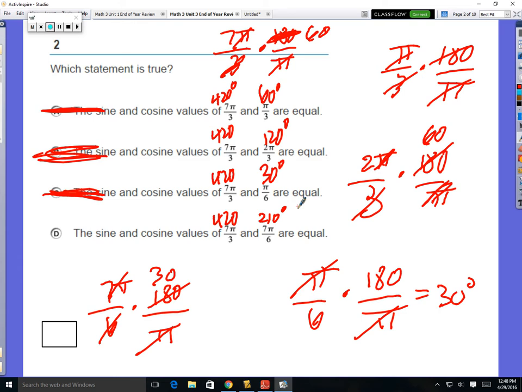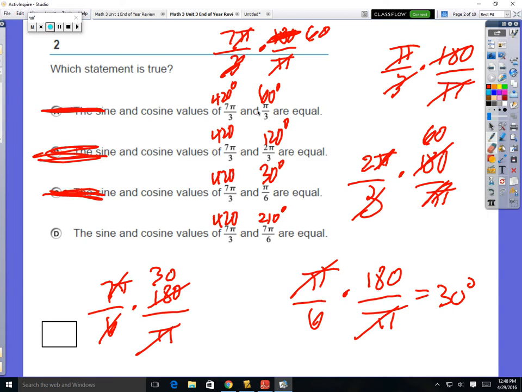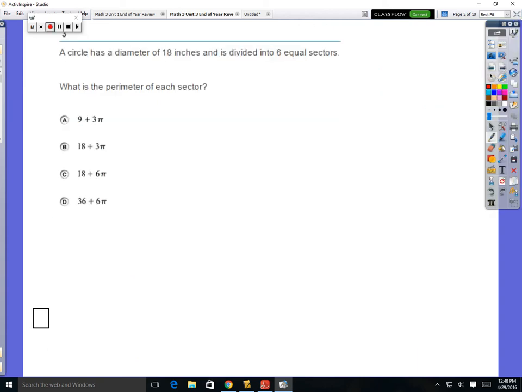So I have to go back through the top. Now I changed it to degrees. If I punch in sine of 420, I get 0.866. If I punch in sine of 60, I get 0.866. So those two are the same. Now I try cosine. Cosine of 420 is 0.5, and cosine of 60 is also 0.5. So it was the very first one, A. Those two match up.